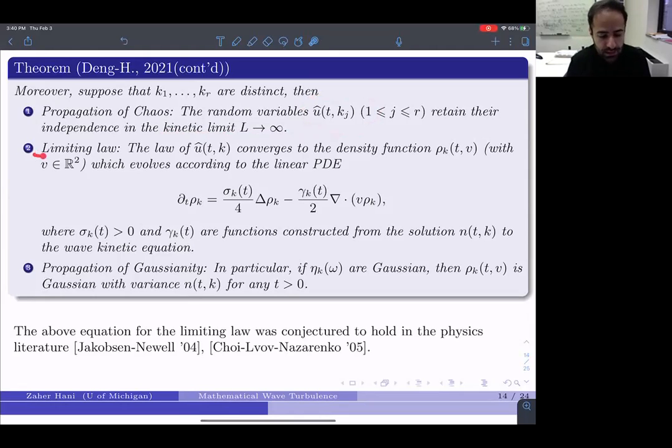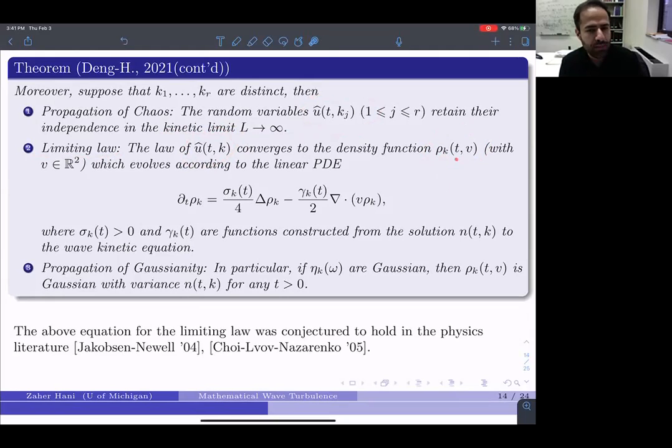And then we can also not only specify the variance of the Fourier modes, but we can describe precisely the law of those Fourier modes. So the law of u hat of t, k converges to the density function rho_k of t, v. This is a density function for the frequency or for the wave number k.